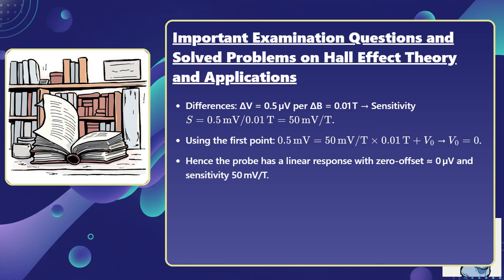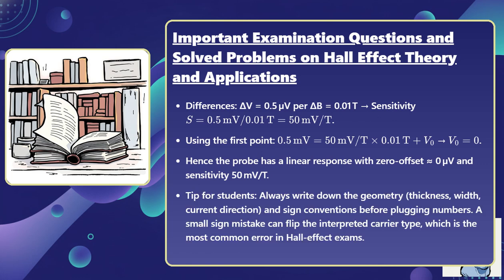Tip for students: always write down the geometry, thickness, width, current direction, and sign conventions before plugging numbers. A small sign mistake can flip the interpreted carrier type, which is the most common error in Hall effect exams.